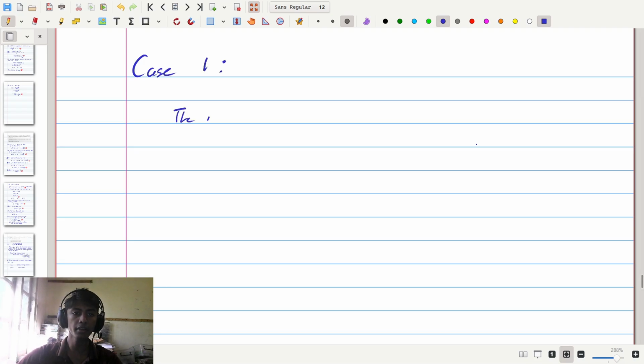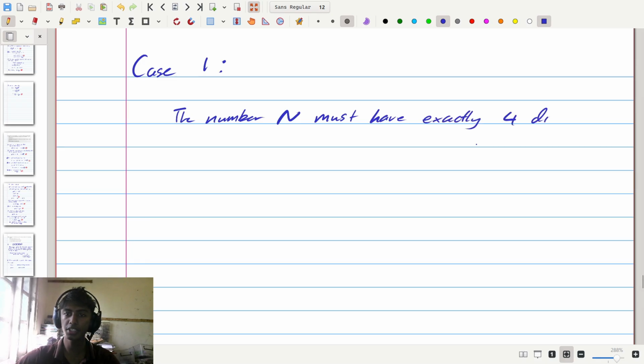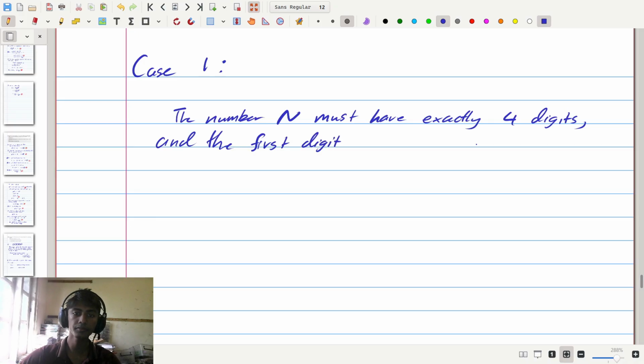Now according to that, if we go down and consider case 1, we can say from case 1, the number n must have exactly 4 digits, and the first digit must be 6, 7 or 8.